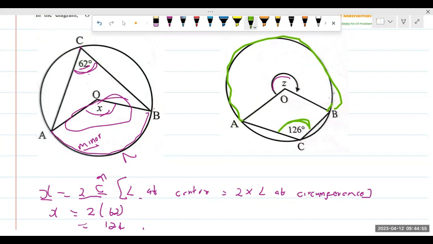Yeah. So in other words, we can say that Z, because Z is at the center, I'm starting with the one at the center, Z is going to be equal to 2 times angle C. And when they ask me why I am saying that with confidence, the reason is that an angle which is at the center is always 2 times the angle at the circumference.